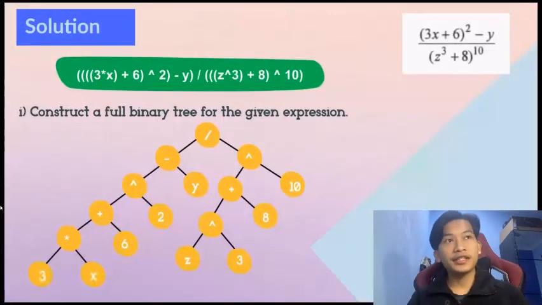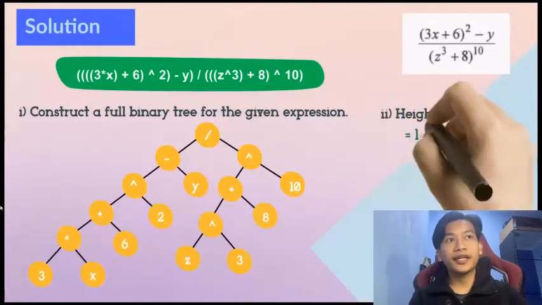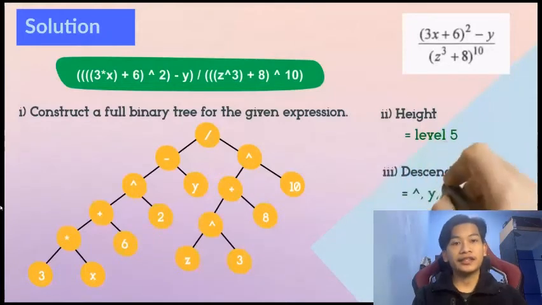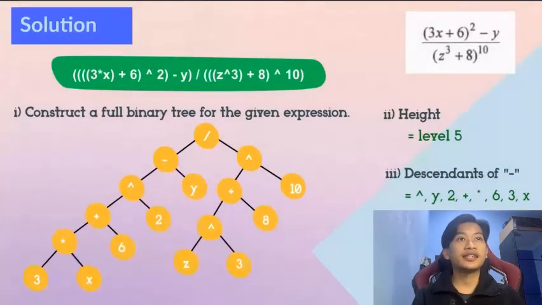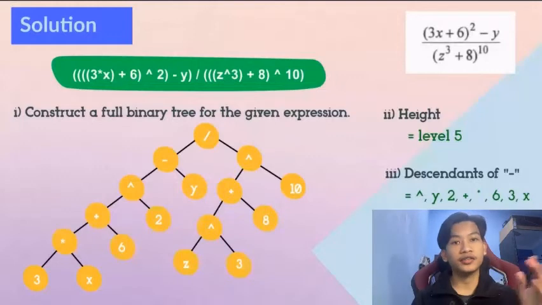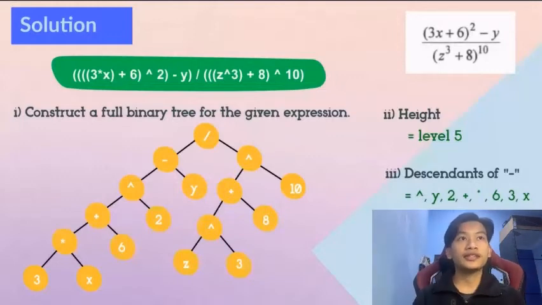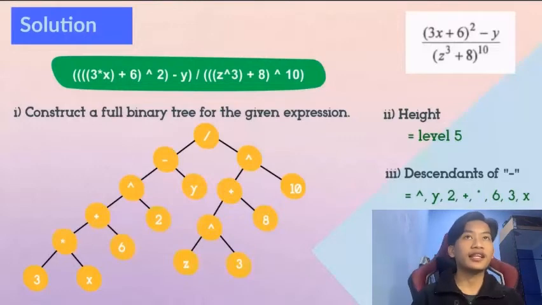Okay, next question. We need to determine the height of the tree. Height means the longest level of the tree, so we need to count the levels from the root until the bottom, where the root is level 0, and we count 1, 2, 3 until the bottom nodes. So for this question, the answer is level 5.